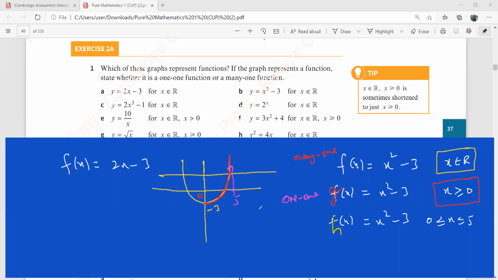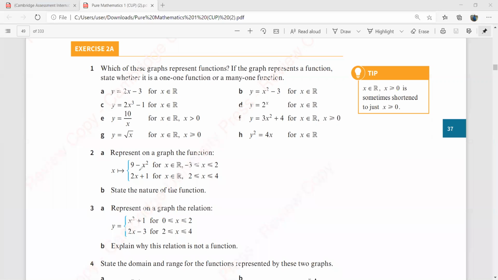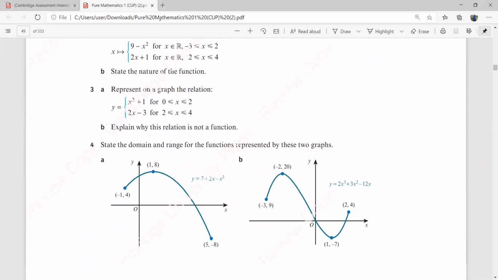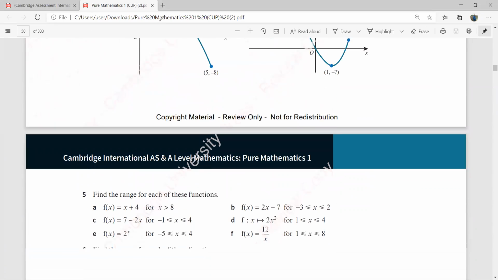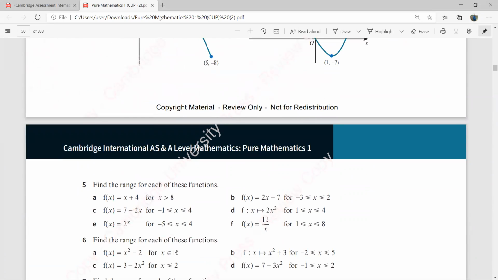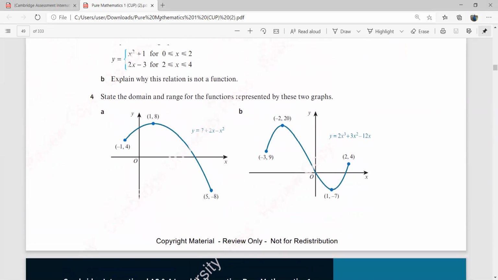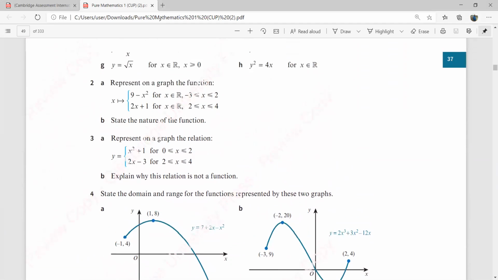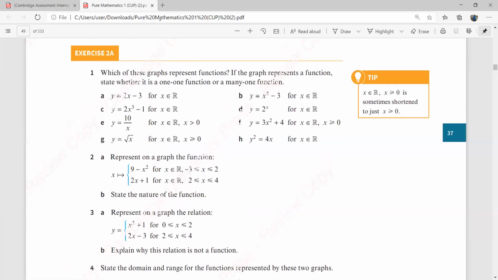Okay, so now let me see. Now I think, let me just have a look onto it. We can try this exercise up to question number 3. We shall go from 4 onwards tomorrow, inshallah.